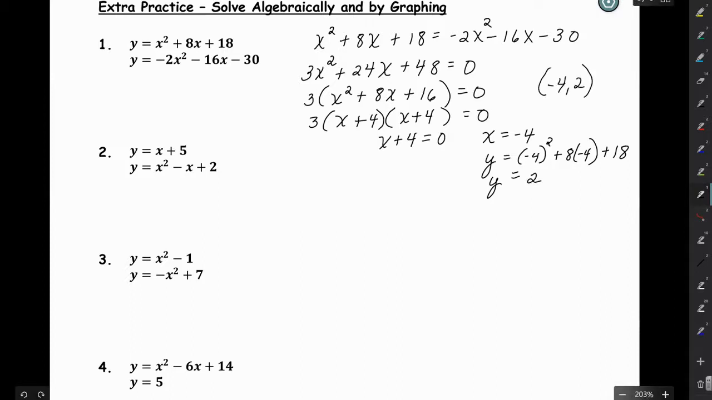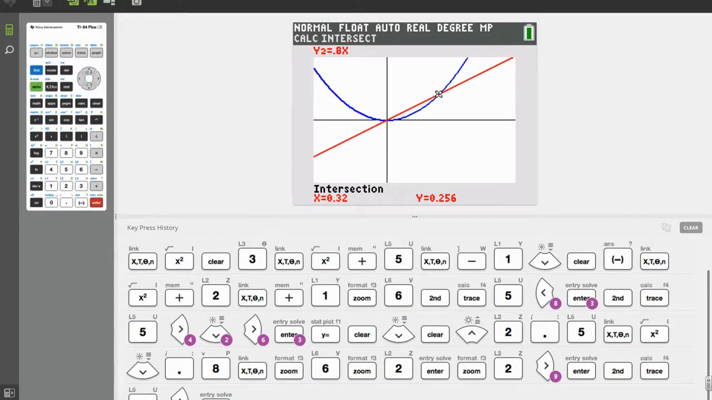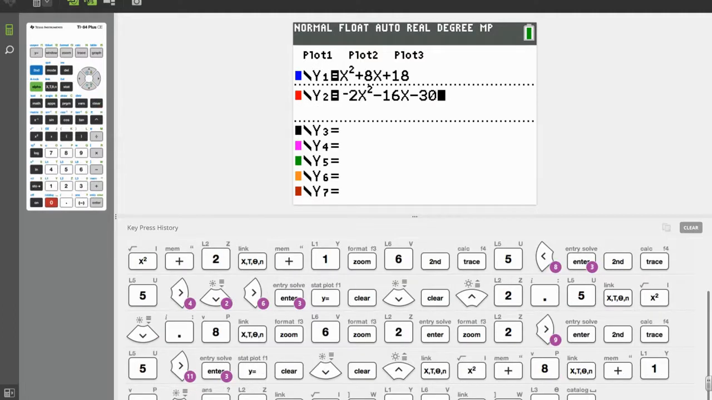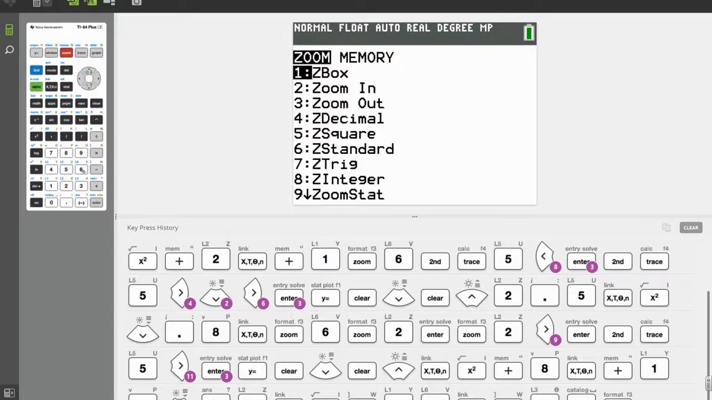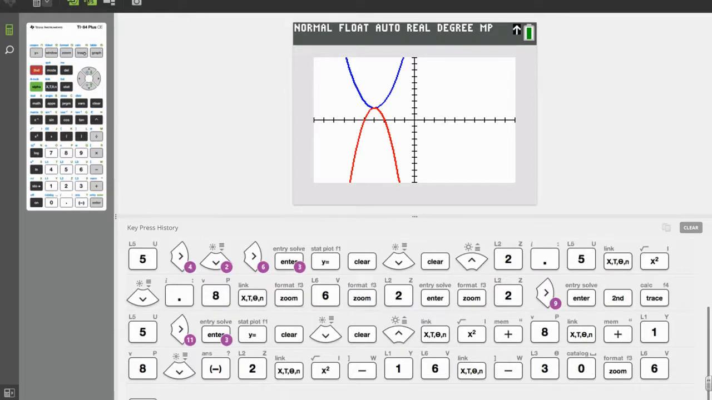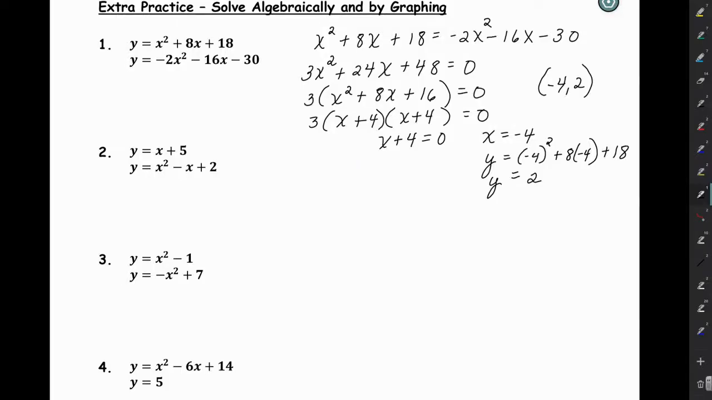So now I'm going to check that using my calculator. Do zoom 6 for a standard window. And we can see there's one intersection point, second trace, number 5. Move our little spider near the intersection point. Hit enter, enter, enter. And we get a value of (-4, 2). So we've confirmed our first solution.